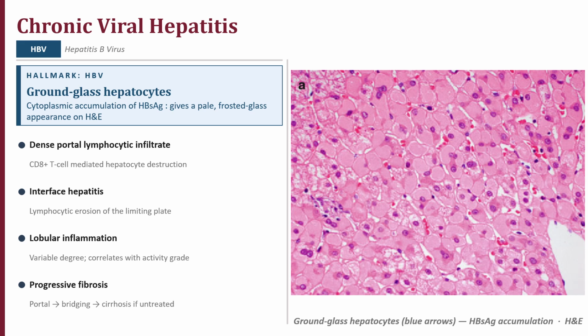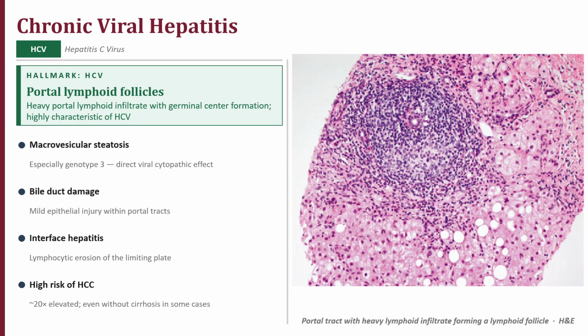These changes that you can see here, like this one, this one, this one, and so on, are the ground glass changes of hepatocytes associated with hepatitis B infection. Sometimes the infiltrate is heavy and consists mainly of lymphocytes forming a follicle-like structure in the portal tract. This is more common in hepatitis C infection.